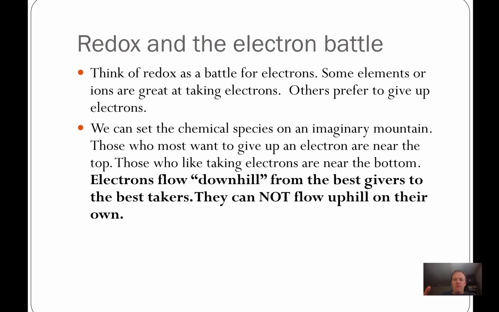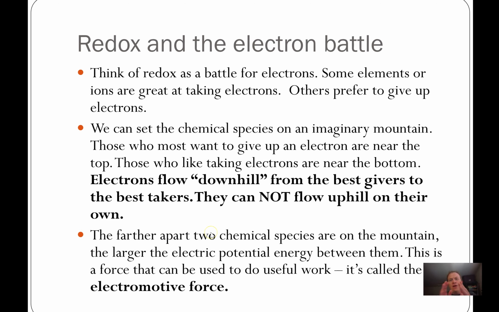So we can kind of think of it as a mountain, and think of the ones at the top of the mountain as the ones that would easily give up electrons, and the ones at the bottom are the ones that are going to be taking electrons. So electrons are going to flow downhill spontaneously. They're not going to flow uphill on their own. That's sort of analogous to what happens in an electrolytic cell, which we're going to get into later. But these electrons are flowing downhill. And basically, the farther the distance between these two species on this little magical mountain, the greater the force by which those electrons are going to want to move between those two things. That's called the electromotive force.